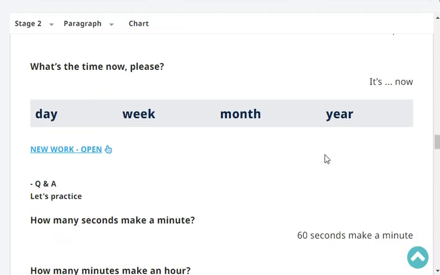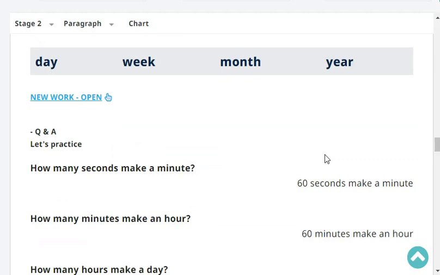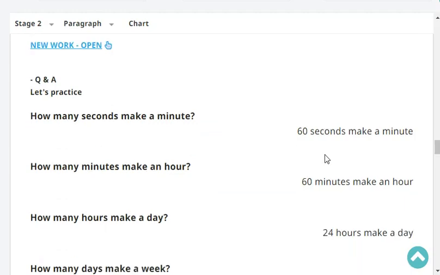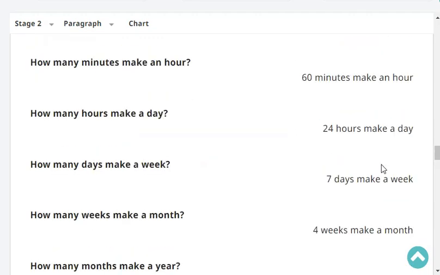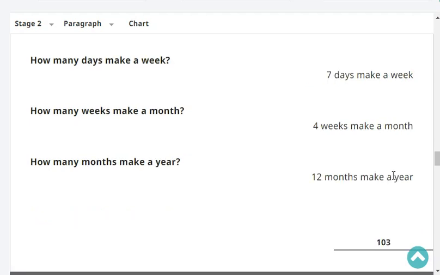Day, week, month, year. How many seconds make a minute? 60 seconds make a minute. How many minutes make an hour? 60 minutes make an hour. How many hours make a day? 24 hours make a day. How many days make a week? 7 days make a week. How many weeks make a month? 4 weeks make a month. How many months make a year? 12 months make a year.